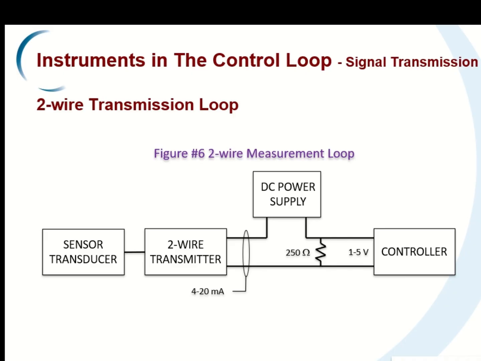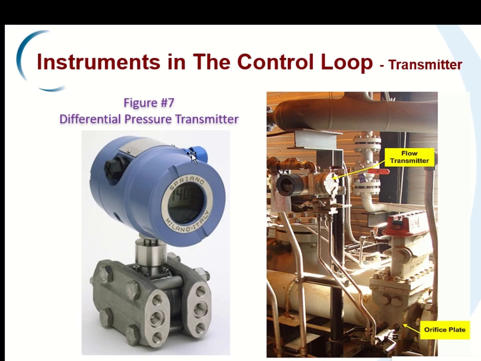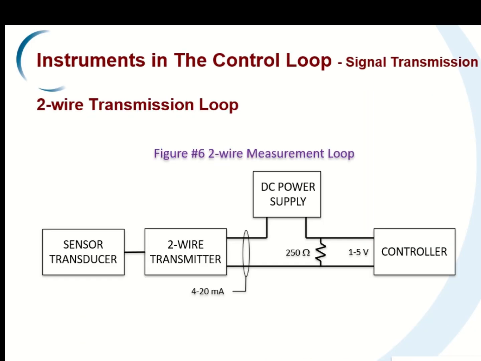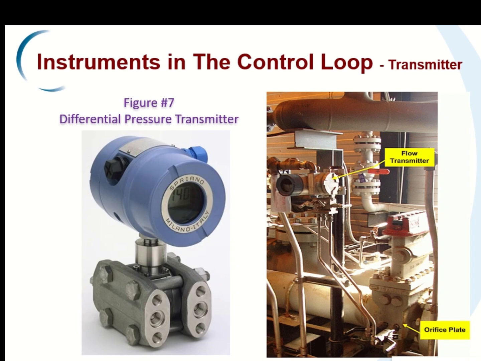An example of a field-mounted transmitter is shown in figure 7. We'll come to figure 7, which is this one. You can see this is the transmitter, actually the flow transmitter, and this is the orifice plate. These are the examples. Also shown in the picture is a differential pressure transmitter connected across the orifice plate in order to measure the flow rate. You can see these are the components, and this is the transmitter.